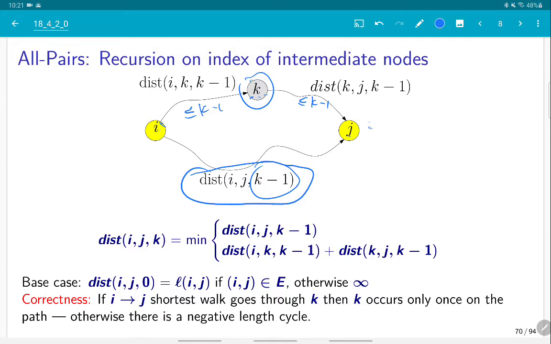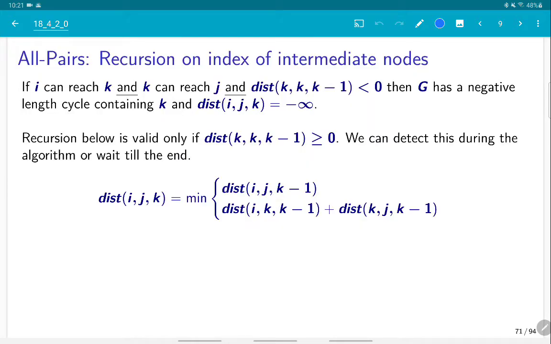Right, and now we need to handle the base case. So the base case dij0, as I said, is just the price of the edge, if the edge exists in the graph. If the edge does not exist in the graph, it's infinity. And the correctness we just argue: either the shortest path contains the kth vertex, or it doesn't. In either case, one of those two choices holds. So this recursive definition indeed works. And we now have this recursive definition.